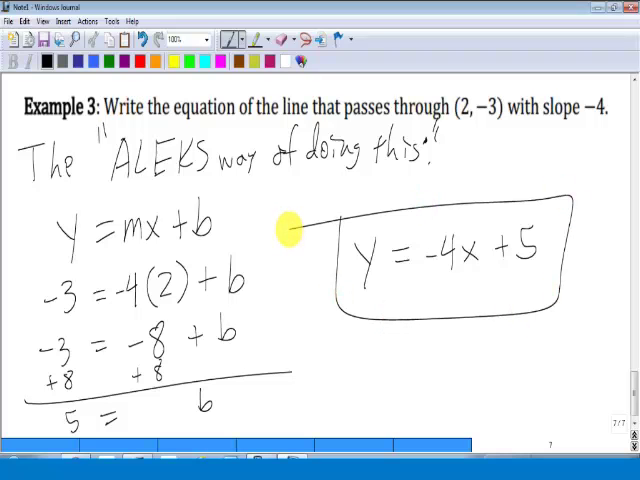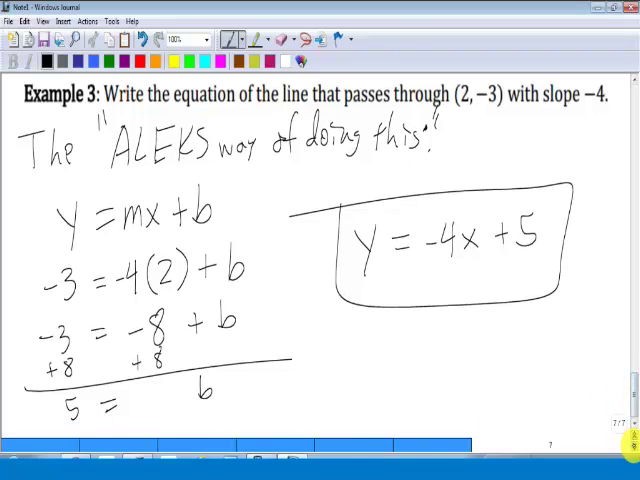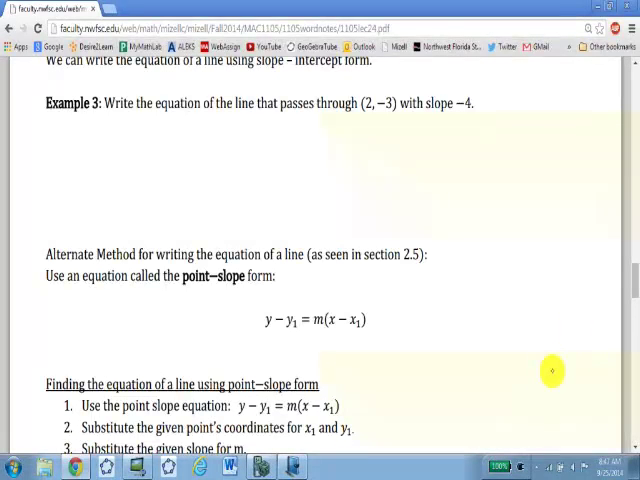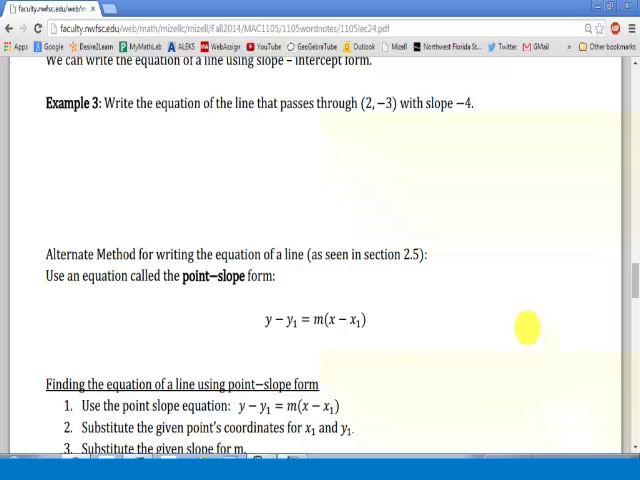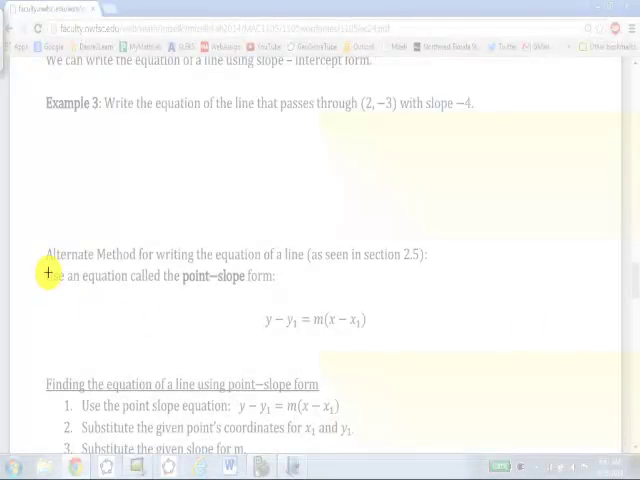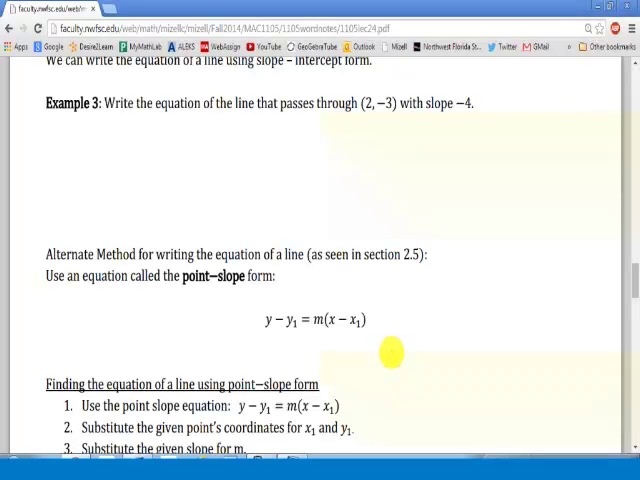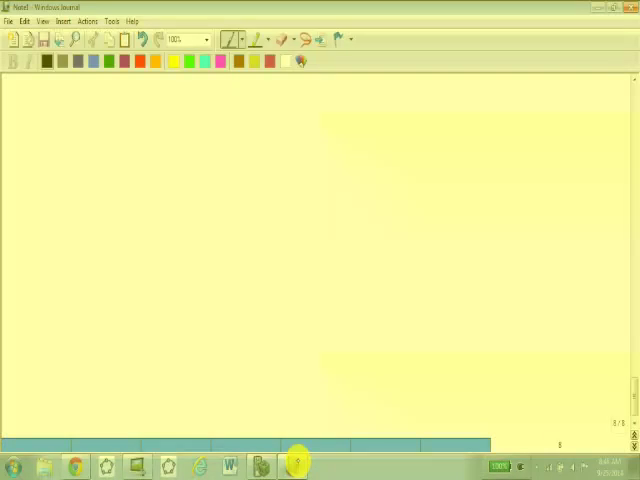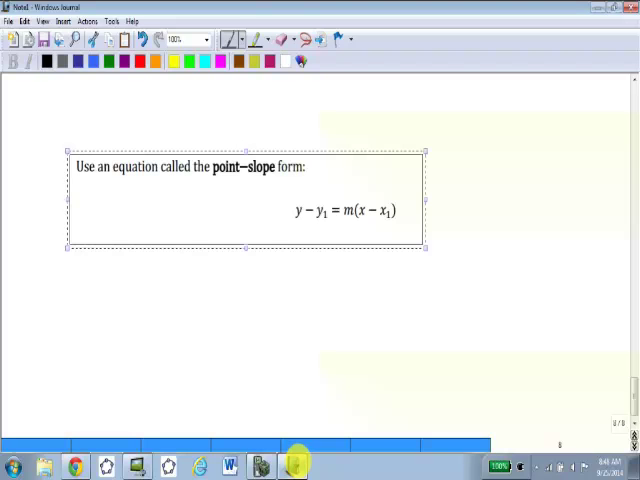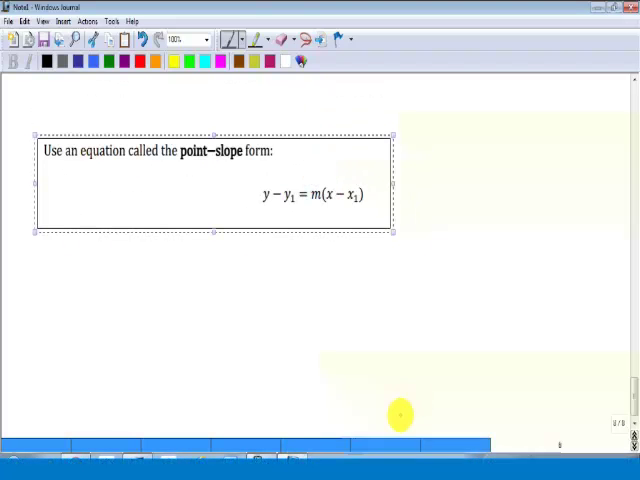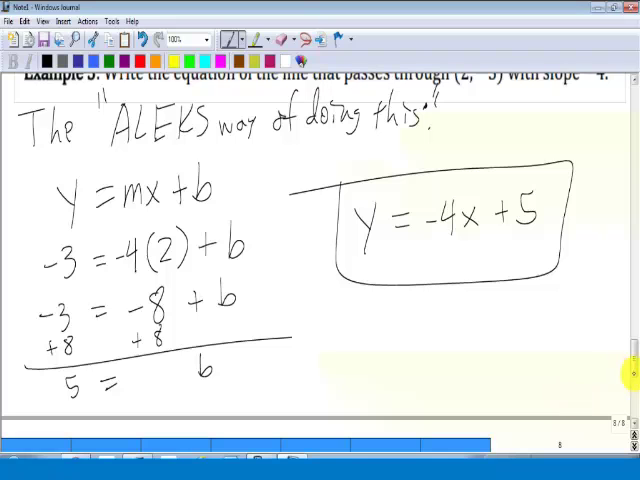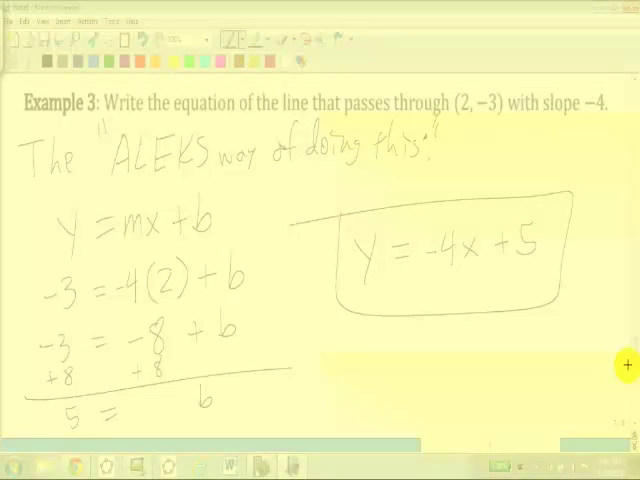I don't like this particular method of finding the equation of a straight line, in case you haven't picked up on that one. Much prefer point-slope form. So let me paste this in here and redo the example. I don't know if everybody else is going to prefer the point-slope form, but I like it a lot better.